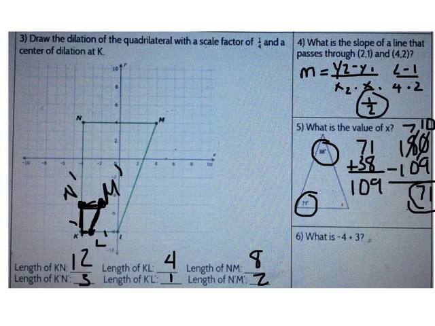Now let's look at number 6. What is negative 4 plus 3? Well, negative 4 is larger than 3, so the sign of our answer is going to be negative. 4 minus 3 is 1. The difference between the absolute values is 1. The answer is negative 1.